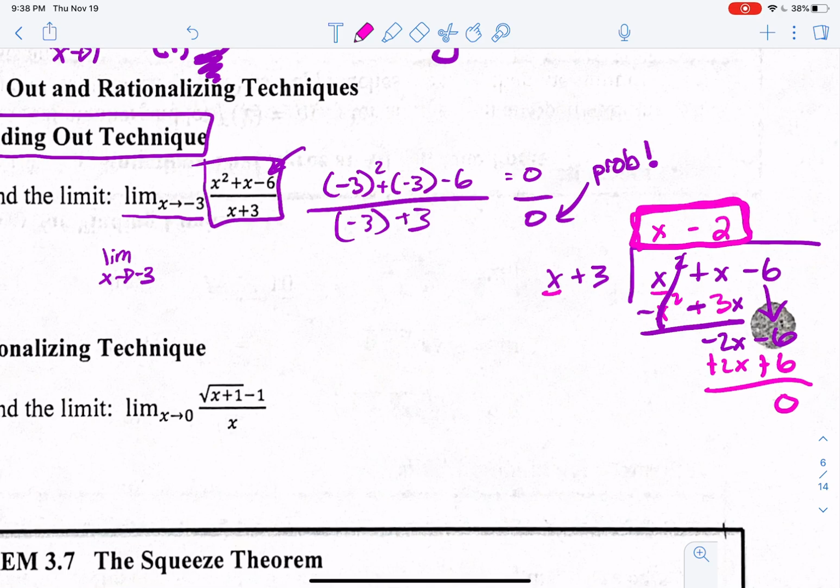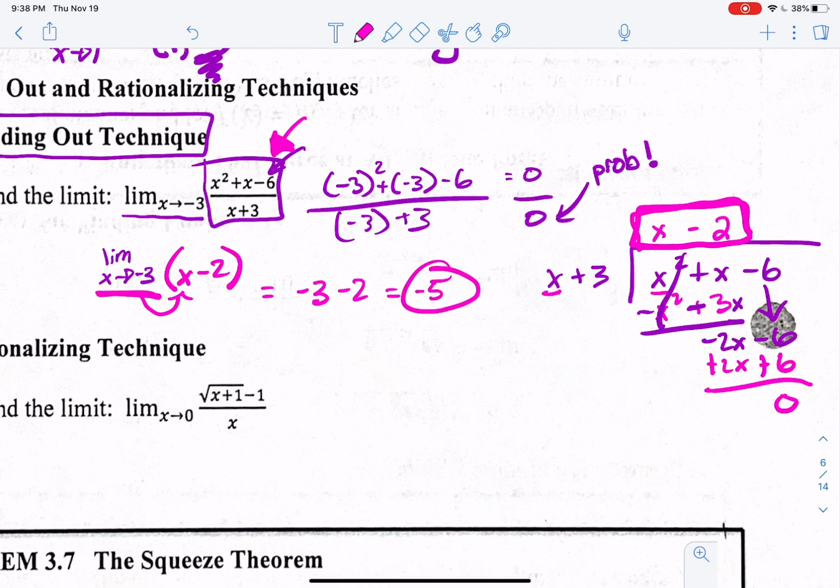So rather than taking the limit as x goes to negative 3 of this function, I'm going to take the limit as x goes to negative 3 of x minus 2. And then what I can do is just take negative 3 and plug it into there. So I do negative 3 minus 2 equals negative 5, and that's my limit, okay?